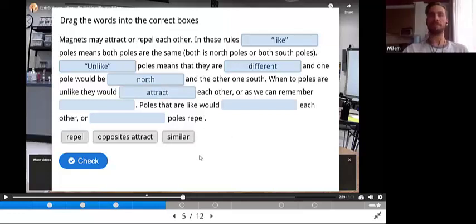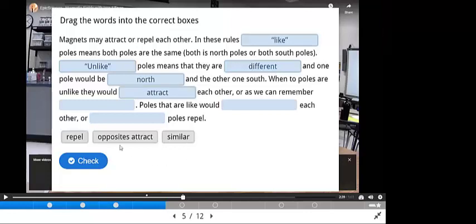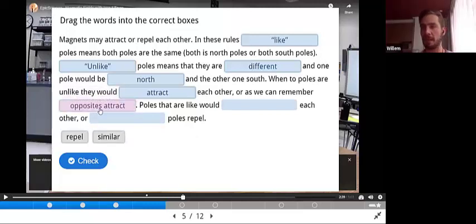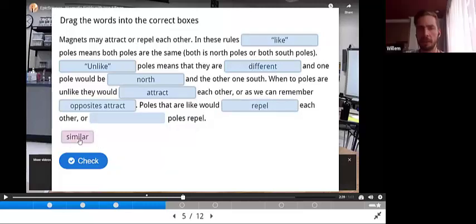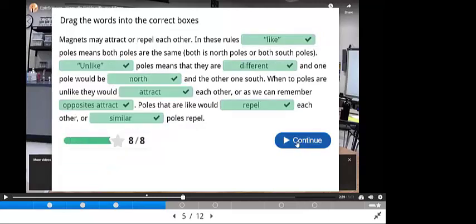Okay, how can you remember? Like, we can remember what? Opposites. Opposites attract. Okay, so remember in chemistry and in science and in physics in general, opposites attract each other, like a negative and a positive charge would attract each other. Just like the north and the south pole of a magnet would attract each other. Now, poles that are alike would repel, or similar poles repel.